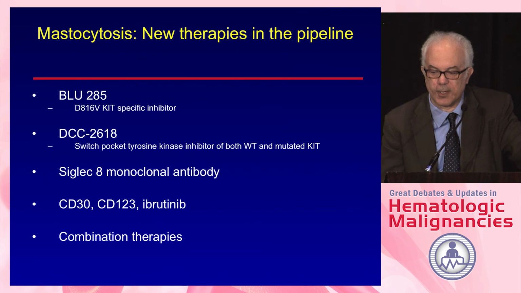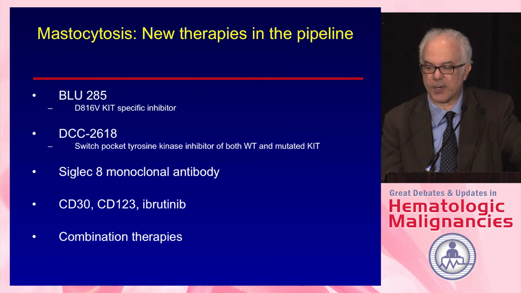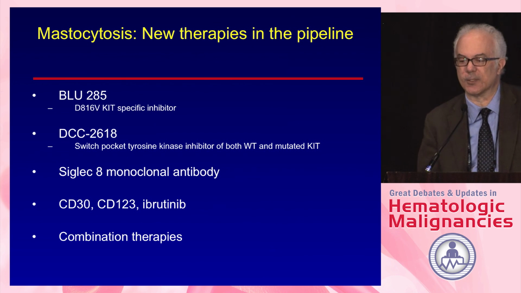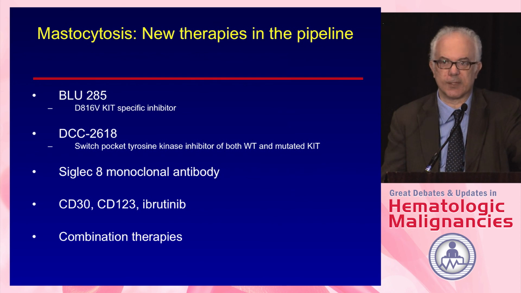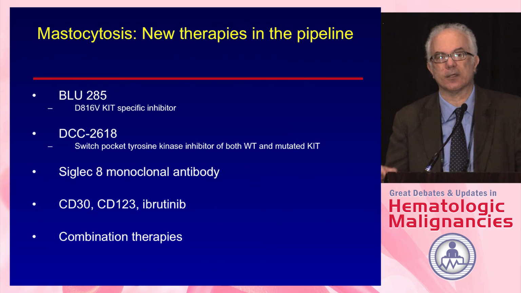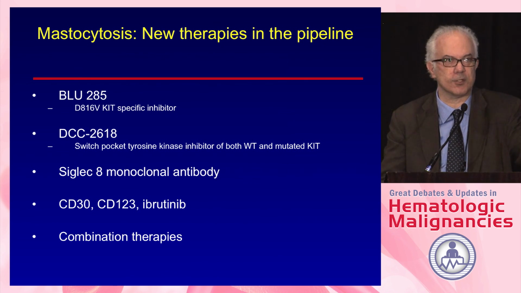And then CD30, another pathologic surface marker on mastocytosis. So these are small-scale clinical trials. IL-3 receptor and ibrutinib have also been tried. And then finally, combination treatments. It is likely that no one single agent will give us the improvement that we want, and we may end up combining cladribine with one of the kinase inhibitors, or using them as a conditioning regimen for stem cell transplantation in the future.